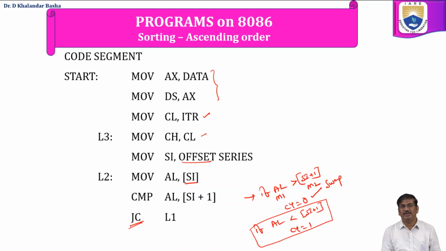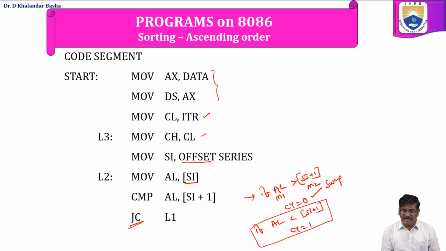If carry is equal to 1, what does it indicate? The AL contents are lesser than the second memory location contents. So no need to exchange. So go for fetching the next memory address. So there we are going to jump to L1.